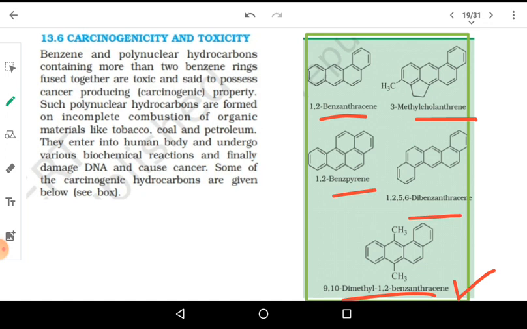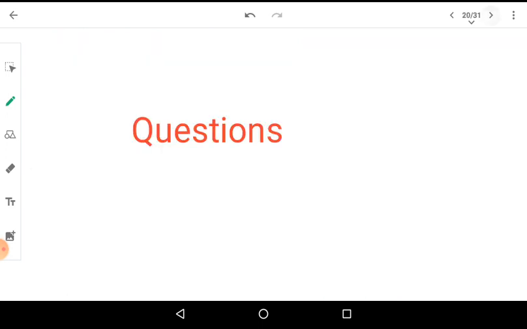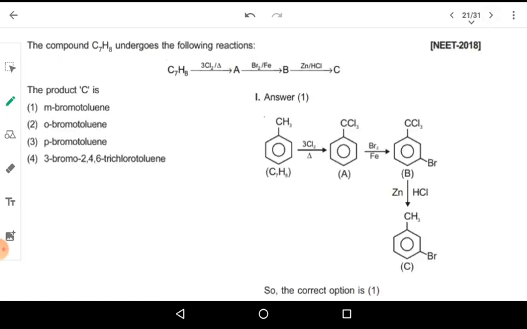This one has 4 benzene rings. This one has 1, 2, 3, 4 benzene rings, and we have a cyclopentane ring. Here we have 5. Here also we have 1, 2, 3, 4, 5, and here we have 4 with 2 methyl groups. So this is all about the chapter, and now let us discuss some of the questions related to benzene. This is a question asked in NEET 2018.